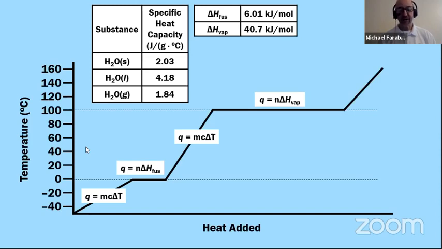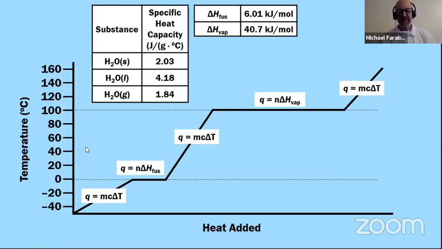So what I'm showing you for calculations along the flat regions is not mc delta T, but rather n, the number of moles, multiplied by the delta H for that phase change. So the units are typically kilojoules per mole for the enthalpy of a phase change. Multiplying by the moles will give you kilojoules.